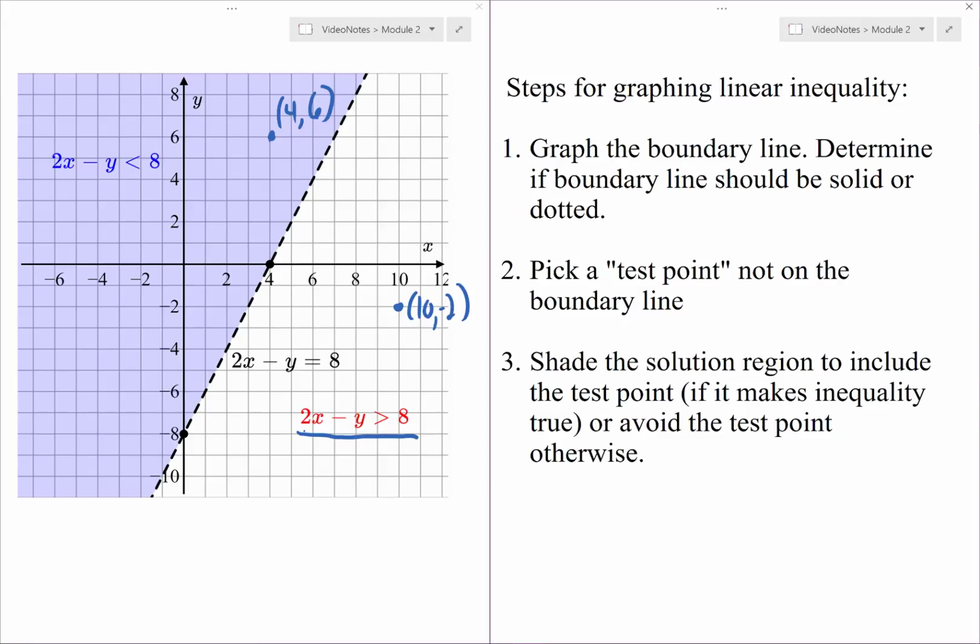Now, step 2, we pick a test point that's not on the boundary line and we use the test point to determine if points on that side of the boundary line represent the solution region. Step 3, we shade the solution region to include the test point if this test point makes the inequality true, or to avoid the test point if the test point makes the inequality false.